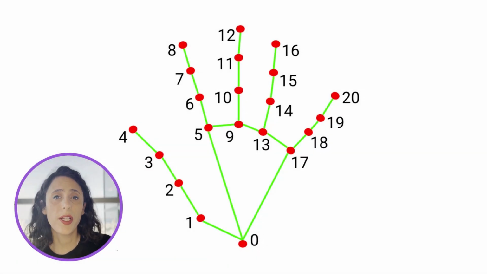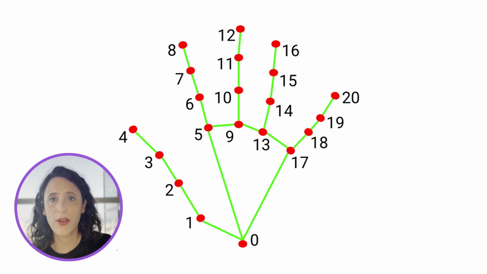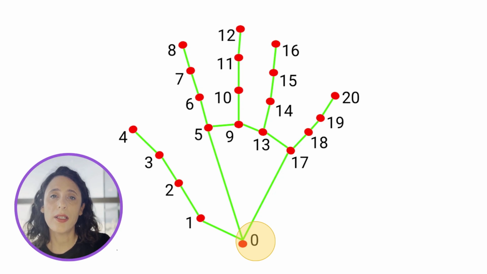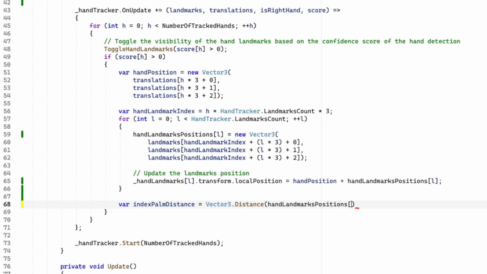We can now retrieve each landmark by its number using the hand landmarks map. To recognize a pointing gesture, we can assume that if the distance between the tip of the index finger, landmark number 8, and the palm landmark, landmark number 0, is greater than 10 centimeters, the hand is pointing. So let's create a method that calculates the distance between these two landmarks.